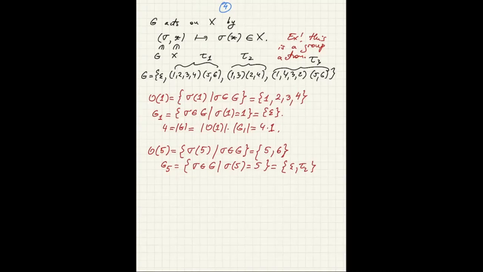Let's do one more example. The orbit of 7. These are all of the form sigma 7 for sigma an element of G. Now the identity leaves 7 unchanged, and none of the other permutations do anything to 7, so they all fix 7. So the orbit of 7 is just this element 7. Now, what is the stabilizer of 7? As before, it consists of all sigma in G that fix 7, and this is the group itself, G.